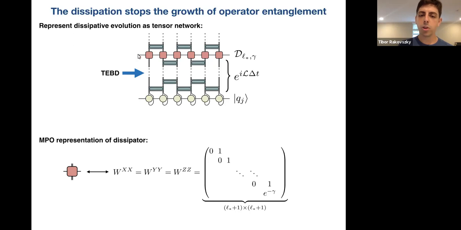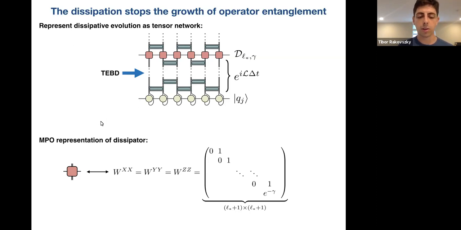And the dissipation part is something that we can represent as a matrix product operator. So it's a super operator acting on this space, and it has a simple MPO representation. In particular, it has a bond dimension which is equal to L star plus 1.